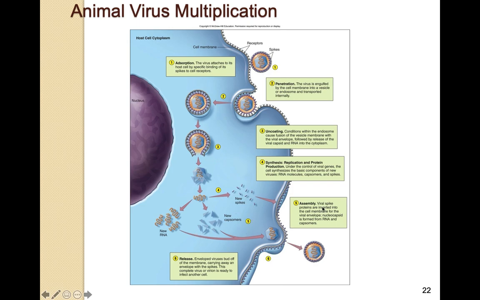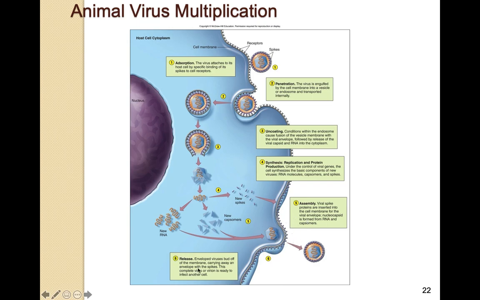Step number five is assembly. All the little tiny pieces are going to be put together up near the outside of the cell. The capsomers are going to be put together in the correct order. If you have RNA polymerase, DNA polymerase, or reverse transcriptase, whatever it happens to be, any of the little enzymes are going to be added there as well. The spikes are going to be stuck inside the cell membrane of the host cell, getting ready to be released and taken over by the virus.